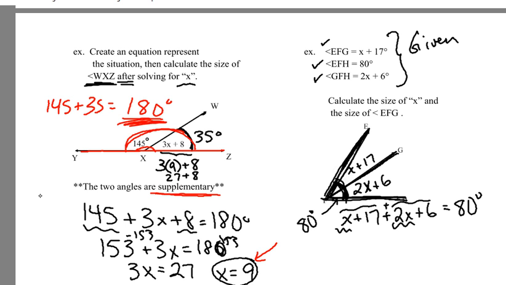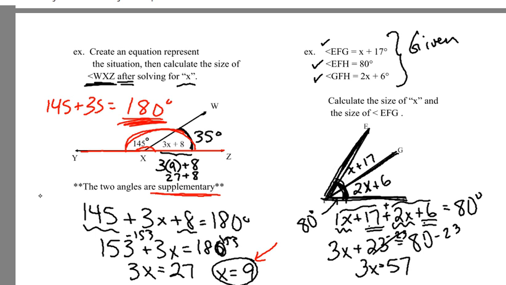Combine like terms, x's and constants, non-x's. 1x plus 2x is 3x. 17 plus 6 is 23. And that should total 80 degrees. Solve for x. Subtract 23. 3x equals, when you take away 23, 57. Divide by 3 on both sides. And x works out to be 19. But again, x equal to 19 isn't the size of each angle.